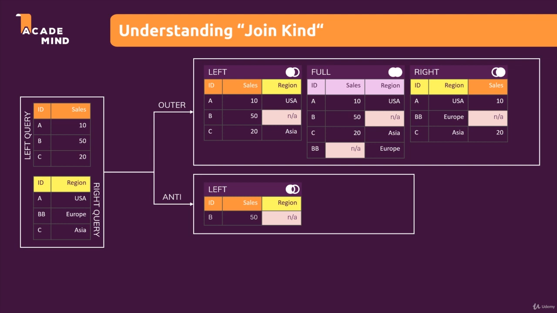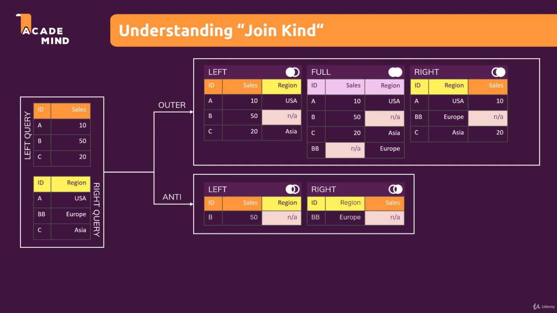For the right anti-join, it's the other way around again. Here we get back the BB ID, because it's the only ID where we couldn't find a value in our left query. So again, if you inspect the right outer join, you can see that A and C are not displayed, because here the join was successful in a way that data could be found. For BB, this was not the case, therefore it's displayed here in the right anti-join.